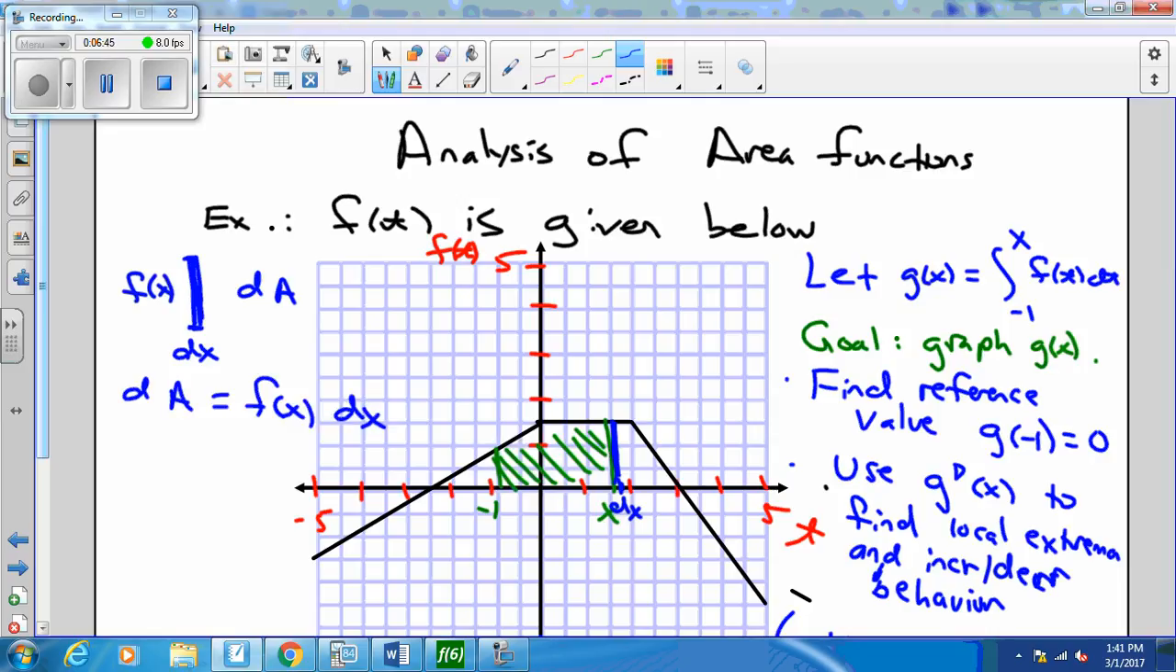So here is our basic equation. Area equals height times width. And if I now divide both sides by dx, what I find is that the rate at which the area is changing, which is dA/dx, is in fact equal to f of x.